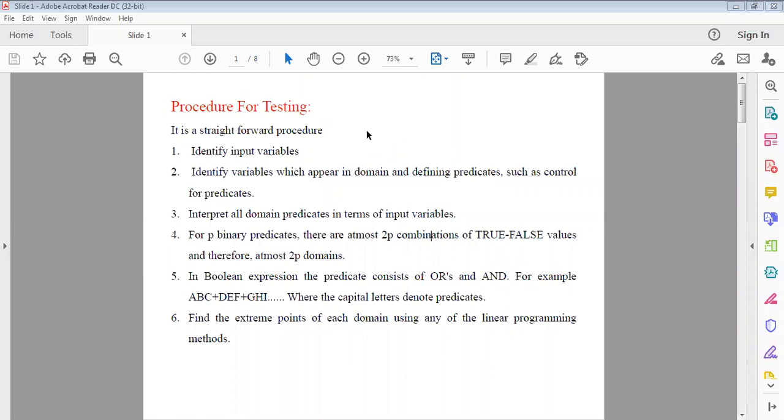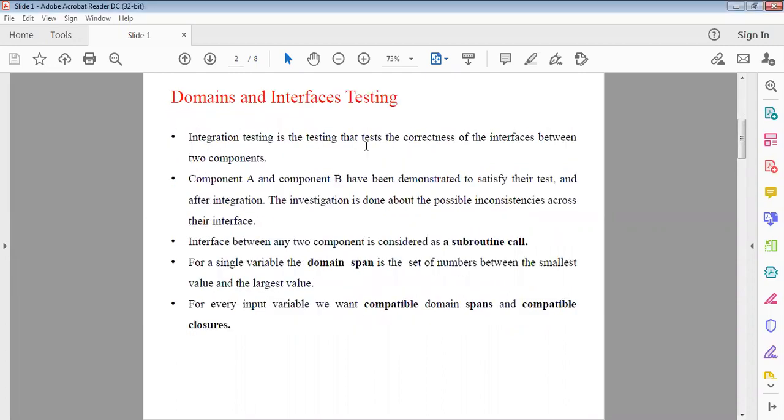After testing is completed, it produces outputs. Okay, this is the testing process that has to be followed. So the next concept is domain and interface testing. Here we have seen domain testing. Now we will see domain and interface testing.